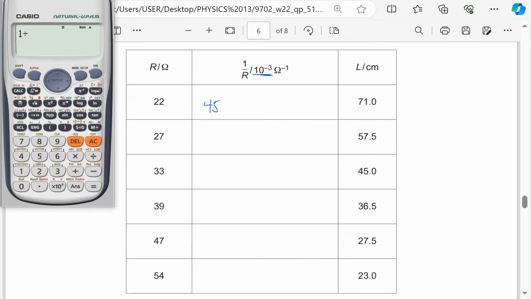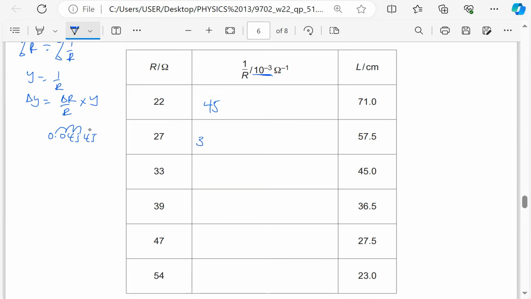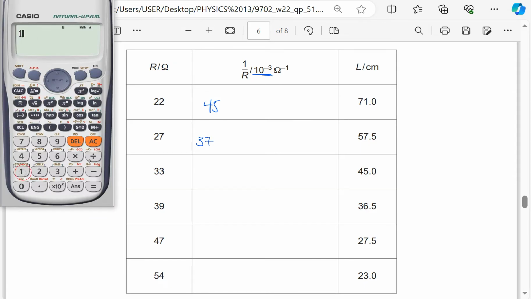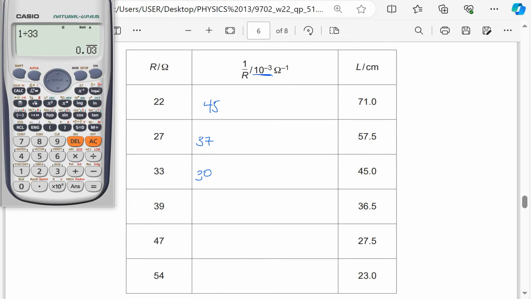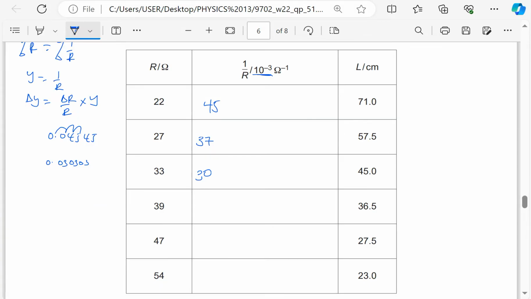Then I have 1 divided by 27. So this is going to be 37. 1 divided by 33. You can write more significant figures, but for plotting, this is going to be 30. Because remember it is 0.030303, since it is 03 recurring. So it becomes 30.